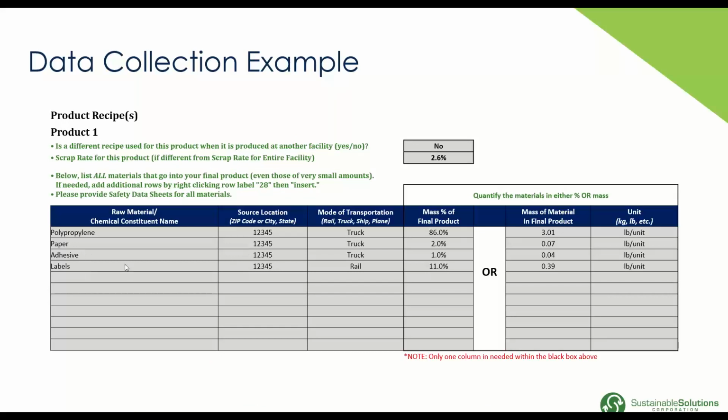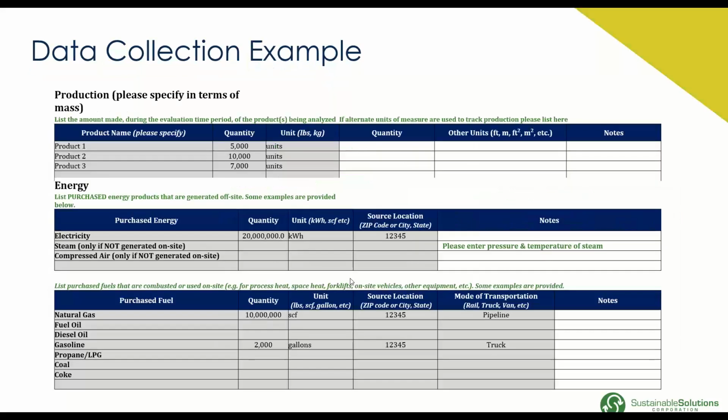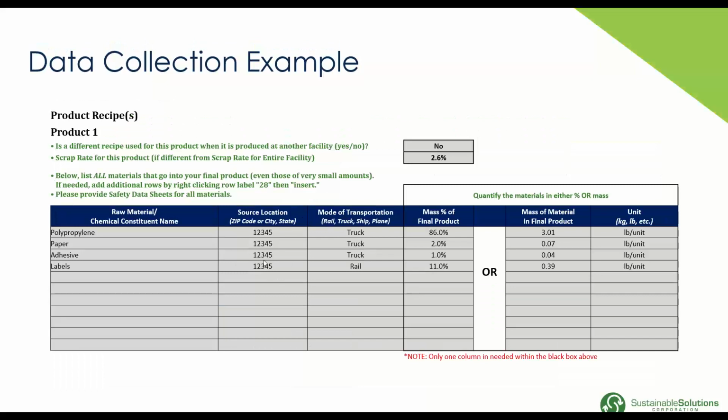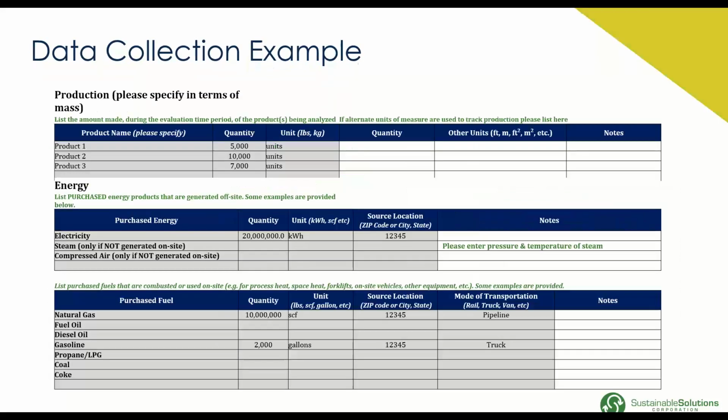If we look at this data collection example, I don't know what this product is, but this is probably a water bottle or something. If you look at it, polypropylene, the paper, the adhesive, the labels, we need to know that information. We need to know how much of it went into the product, either in mass percent or total mass. What are the units? Where did it come from? How was it shipped? Then if we go into your actual manufacturing stage, some of this information might be coming from your suppliers, and we're trying to get this information.